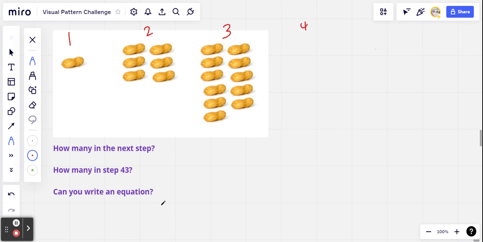And can you write an equation that could be used to predict the number of peanuts in any step at all? So that's the challenge. If you'd like to accept it, pause the video and see what you can do.